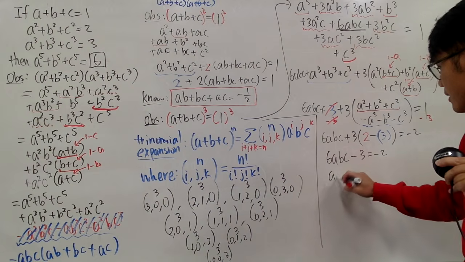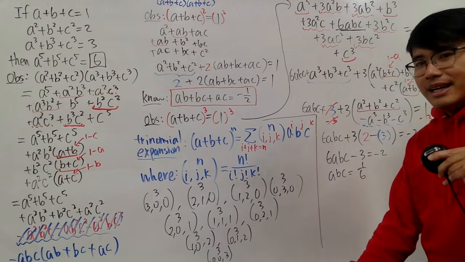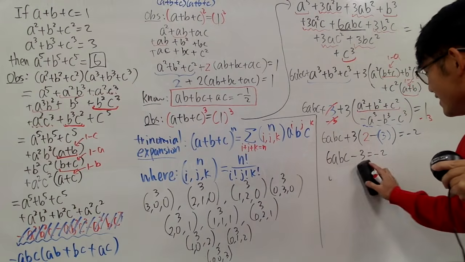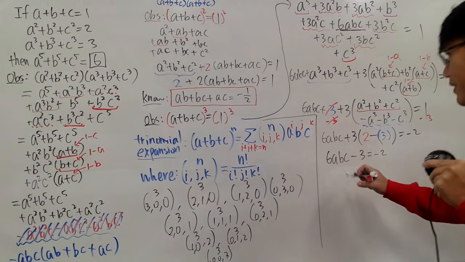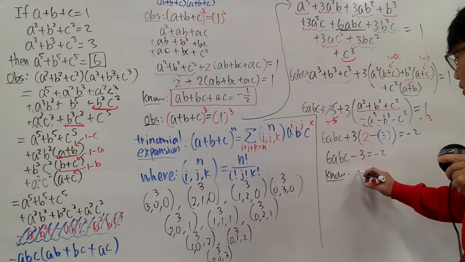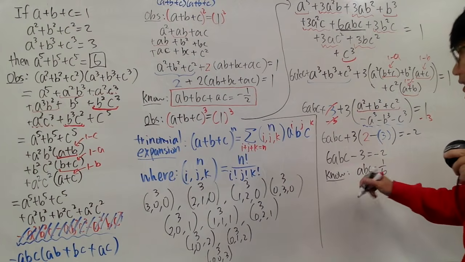So ABC is equal to 1/6, like that. Okay, so now we know this much better, huh? So ABC is equal to 1/6. And in fact, this is a really famous, well-known question, right? ABC is equal to 1/6.